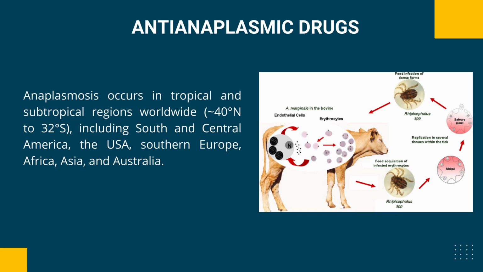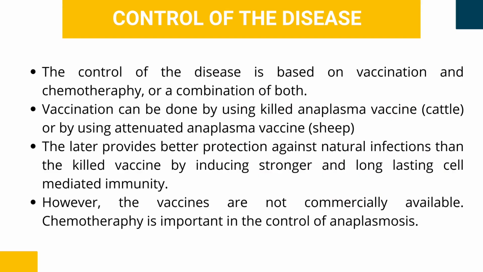Anaplasmosis occurs in tropical and subtropical regions worldwide. The control of the disease is based on vaccination and chemotherapy, or a combination of both. Vaccination can be done by using killed Anaplasma vaccine in cattle or by using attenuated Anaplasma vaccine in sheep.